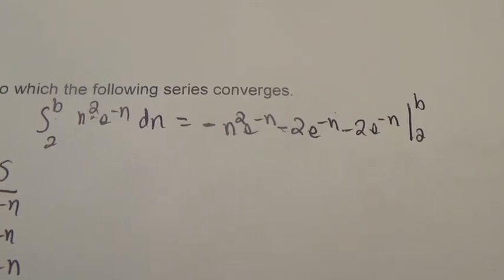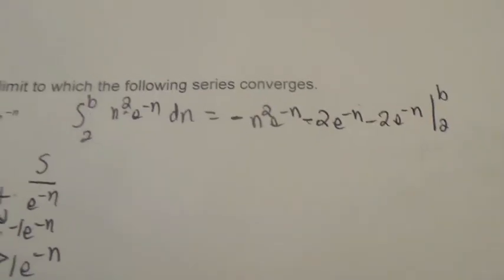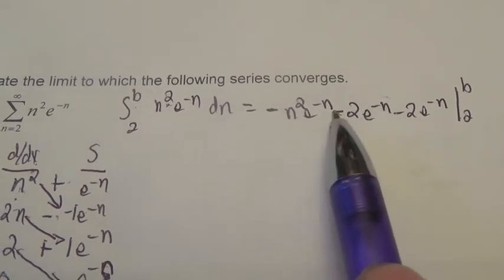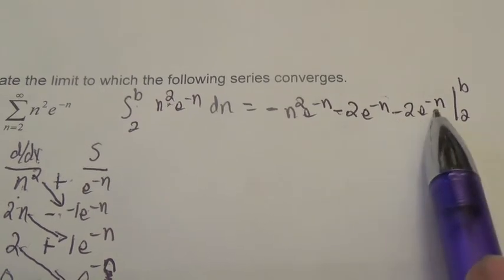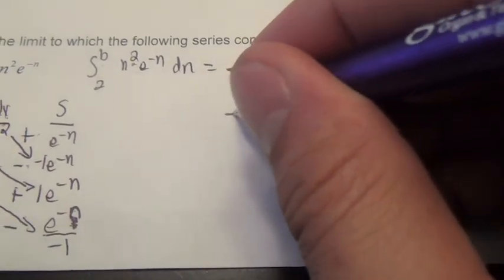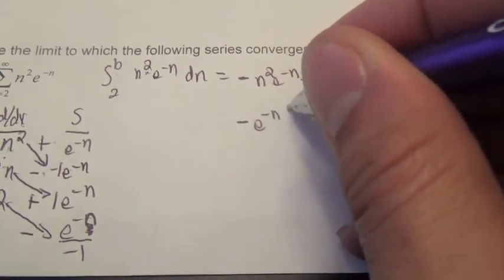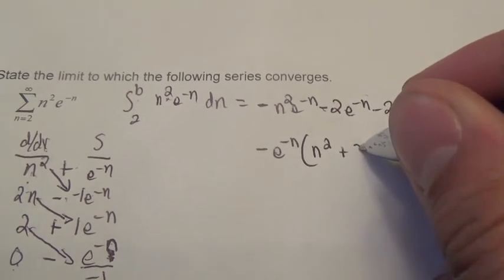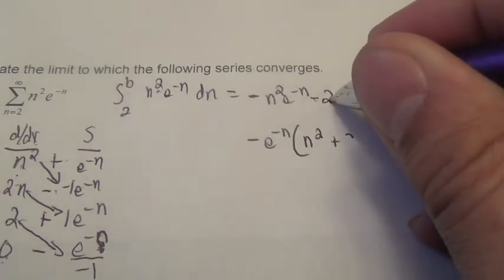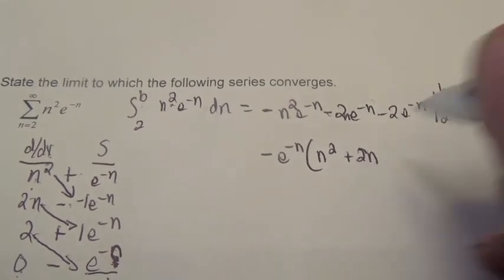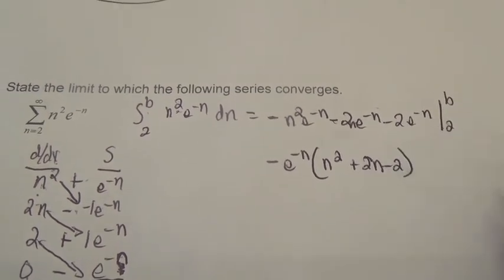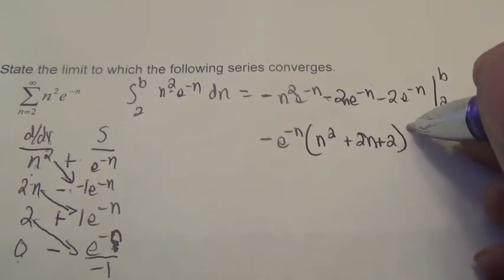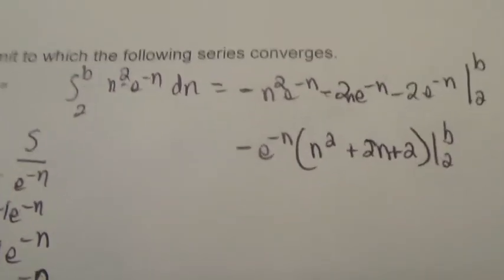Next step, you don't necessarily have to do this, it would work, but I'm going to pull out a common factor of negative, and they each have an e to the negative n. So we're going to pull out a negative e to the negative n. That would now leave us with n squared plus 2n plus 2, because we're changing all those signs, from 2 to b.